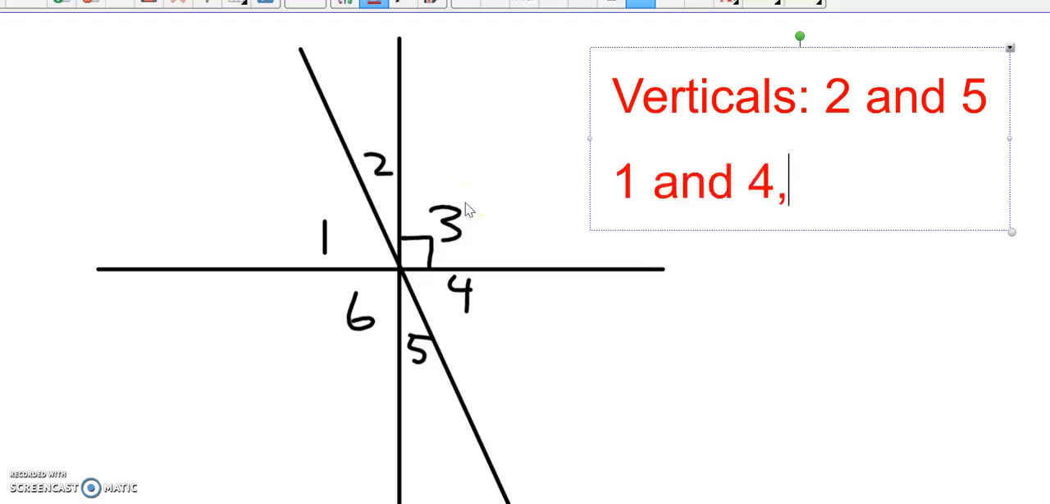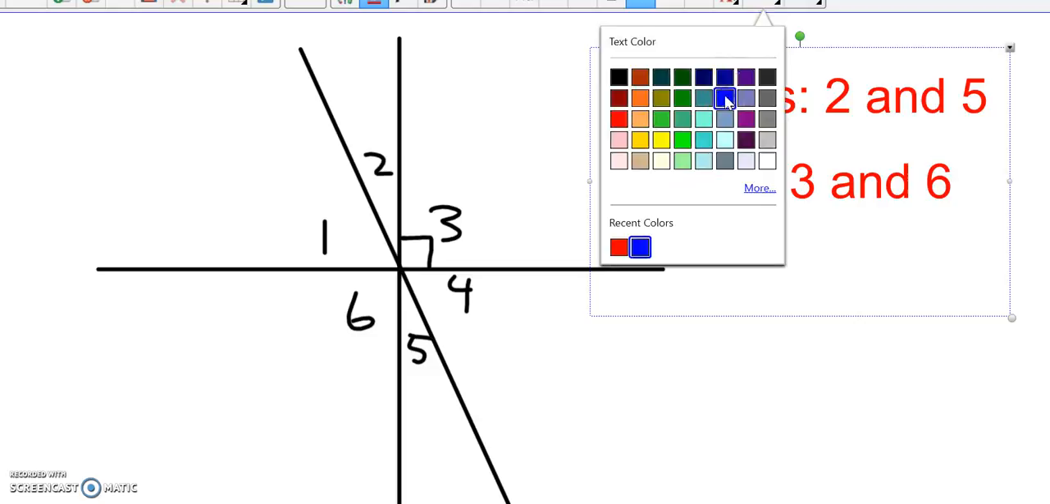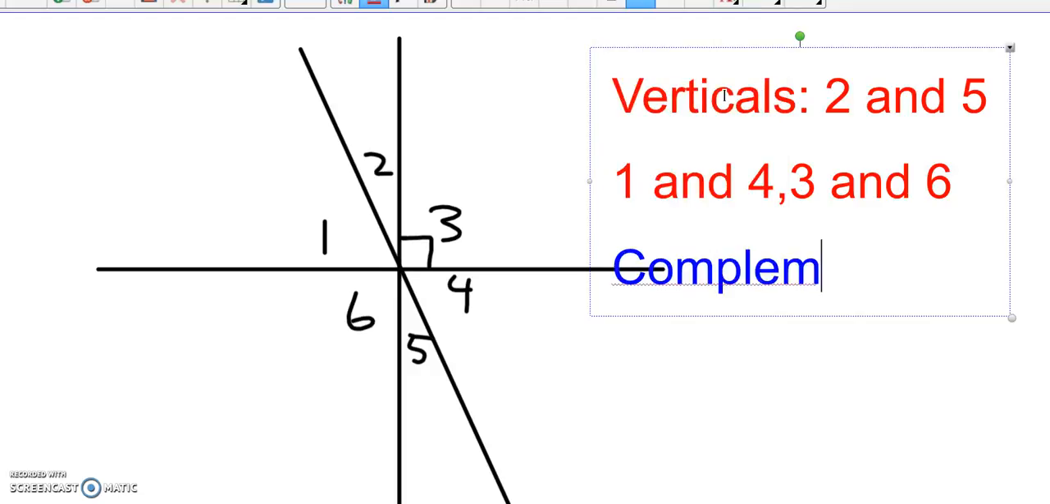And another example would be 3 and 6. So these are the vertical pairs that I can see jumping right out at me. Let's switch colors and we'll talk about complementaries. I see some complementaries.